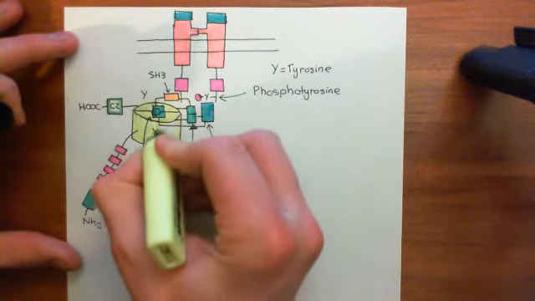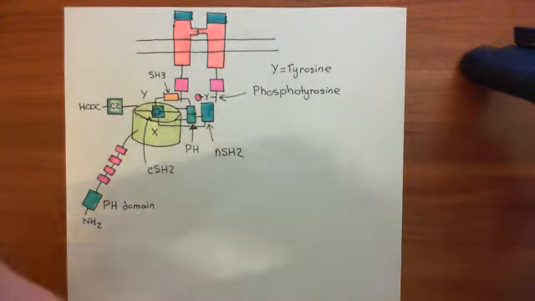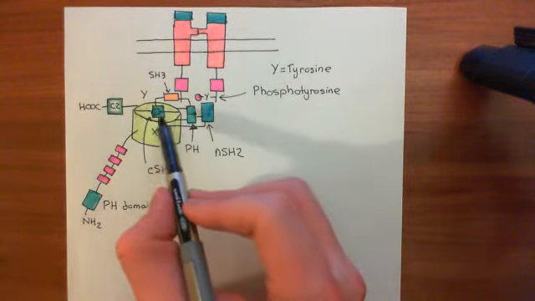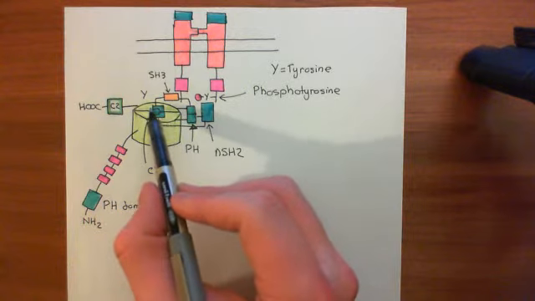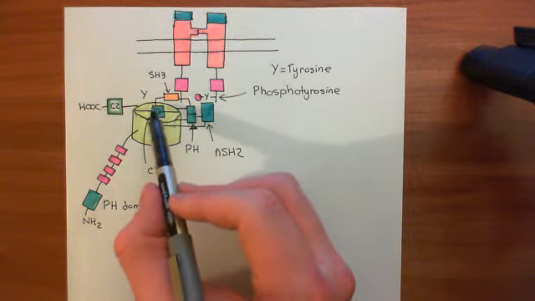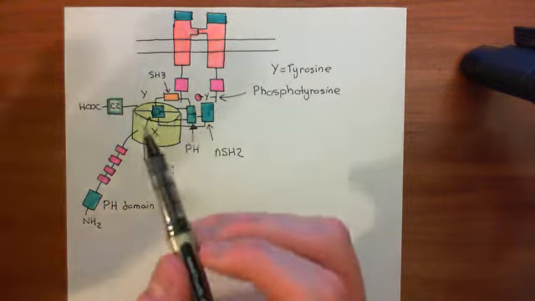Our enzyme is not yet activated because this catalytic domain, which is made up of this TIM-like barrel domain here, still has the CSH2 sticking in it, and therefore we can't possibly get a PIP2 molecule in here to actually catalyze the reaction. So the enzyme is still inactive.